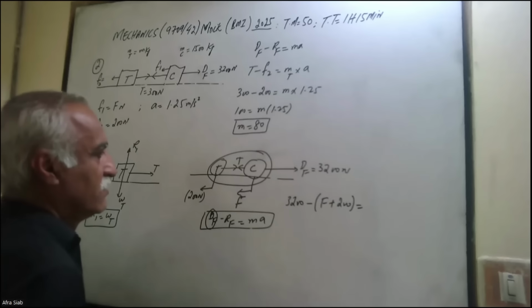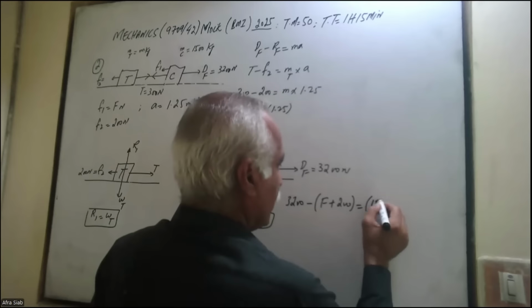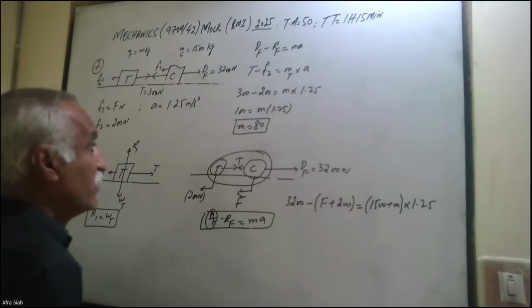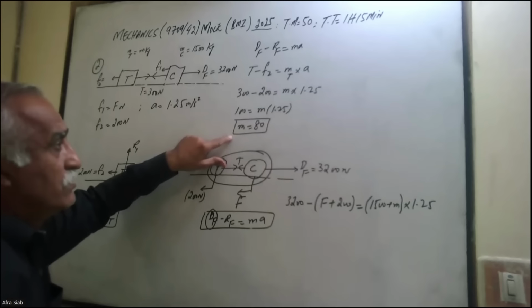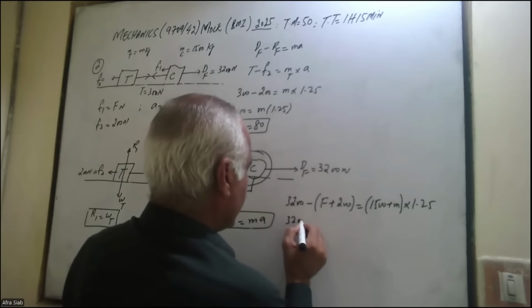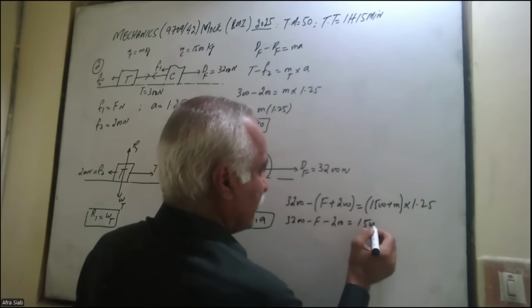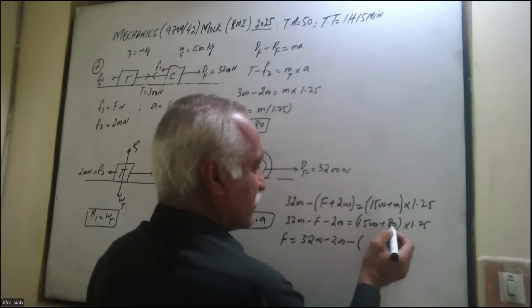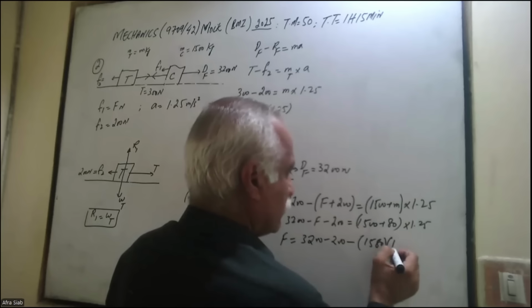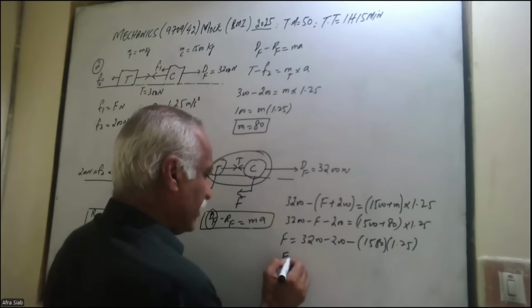This is equal to the mass of both the car and the trailer, so 1500 plus 10, into the acceleration, which is 1.25. But we have already calculated the value of m, which is equal to 80. So this becomes 3200 minus F minus 200 is equal to 1500 plus 80 into 1.25. Our F will be equal to 3200 minus 200 minus 1580 into 1.25.